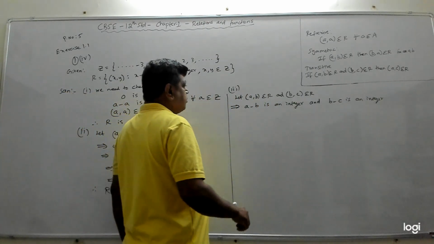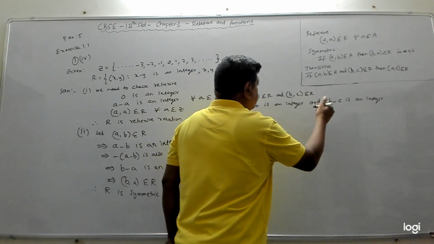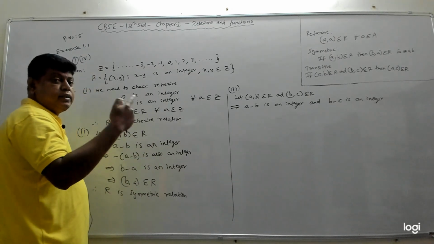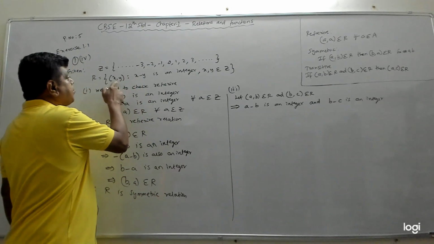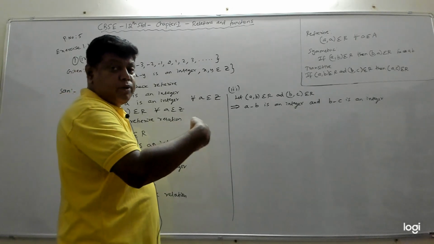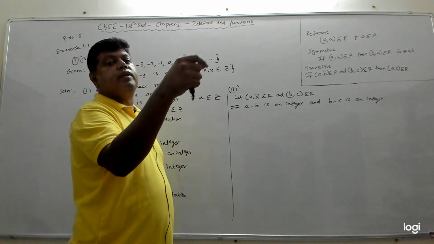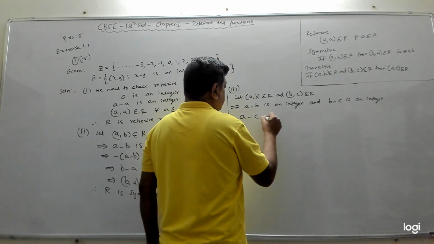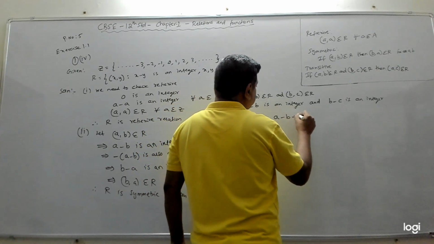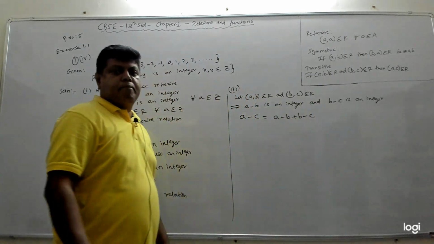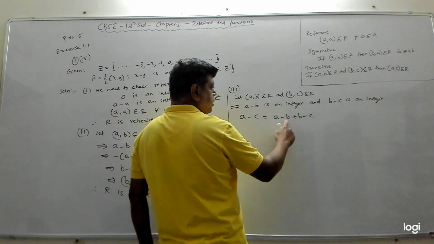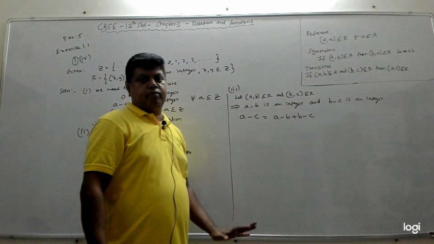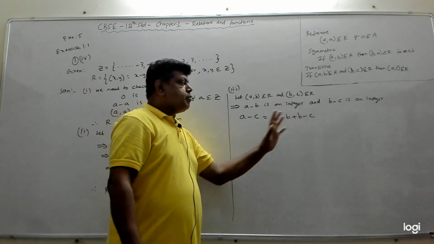Now a minus b is an integer, b minus c is also an integer. Now we should prove a minus c is an integer. If I prove a minus c is an integer, then I can say (a, c) will belong to R. So how do we prove a minus c is an integer? We will start with a minus c. a minus c can be written as (a minus b) plus (b minus c), because minus b plus b will get cancelled and you will get back a minus c. I am basically subtracting b and adding b.